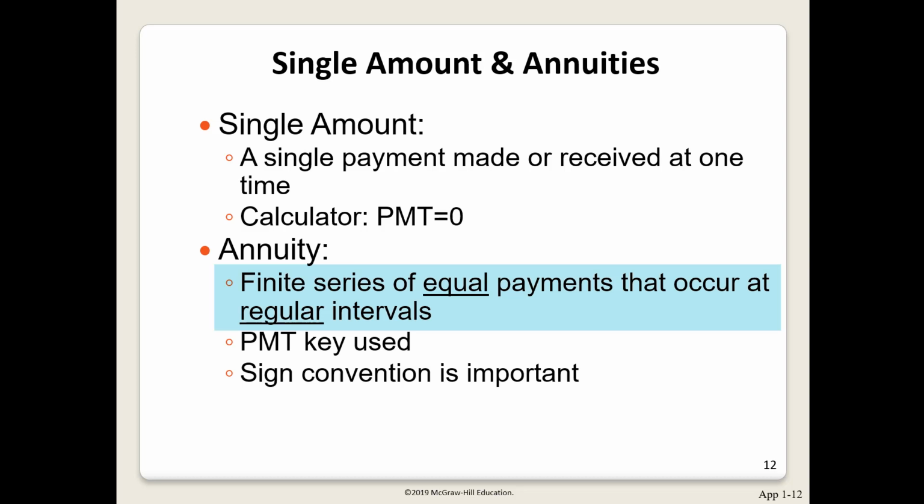Key words in this definition: finite, it's a specific number of periods. Equal, the payment amount is the same every period. Regular intervals means the payments always occur on the same schedule, every week, every month, every year. With annuities, the sign convention is very important.